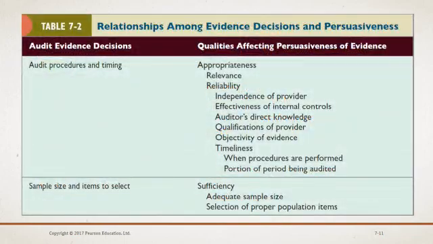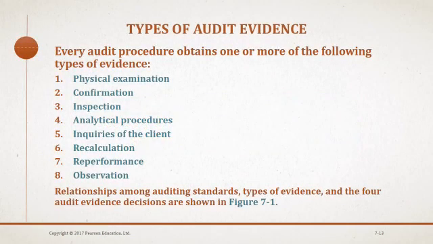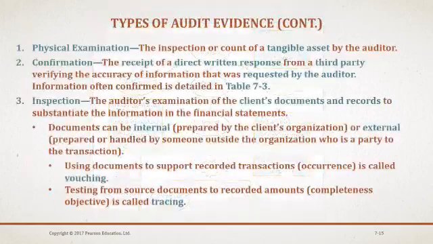This table shows the relationship among evidence, decision, and procedure. There are two types of appropriateness, relevance and reliability, measured by audit procedure and timing. Sufficiency is measured by sample size. Fourth, we identify the types of audit evidence. There are eight types of audit evidence, like observation, performance, recalculation, client inquiry, confirmation, inspection, and analytical procedure.